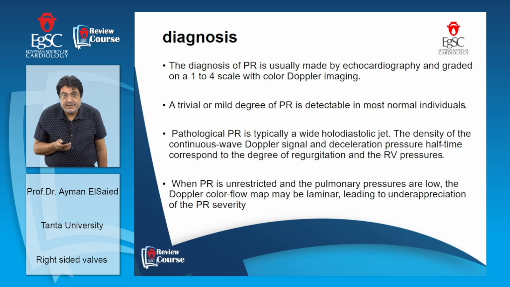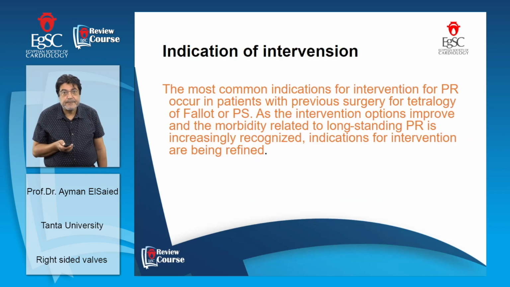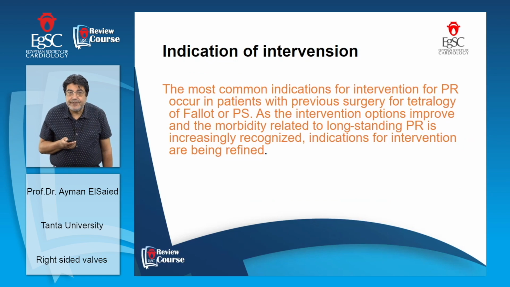Trivial or mild cases can be neglected, but moderate and severe cases can be evaluated by the wide holodiastolic jet and the density of the continuous wave Doppler, and you can calculate the severity by deceleration time and pressure half time. Indication for intervention: pure pulmonary incompetence usually does not need any intervention.